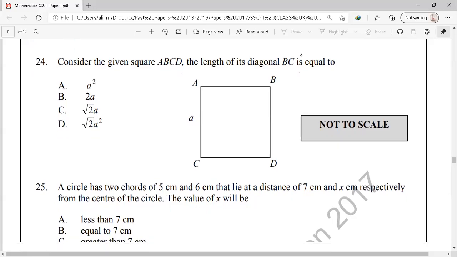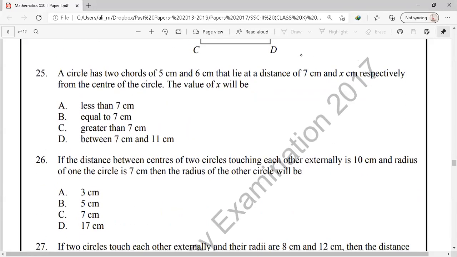Let's move to our question number 25 and 26. In question number 25, a circle has two chords of 5 centimeter and 3 centimeter. So we have two chords that lie at a distance of 7 centimeter and x centimeter respectively. So let's make a circle. Let's suppose this is our circle, and we have two chords that are 5 centimeter and 6 centimeter. So let's say this is the center of the circle, and this is the small chord of length 5 centimeter, and this is the greater chord of 6 centimeter.